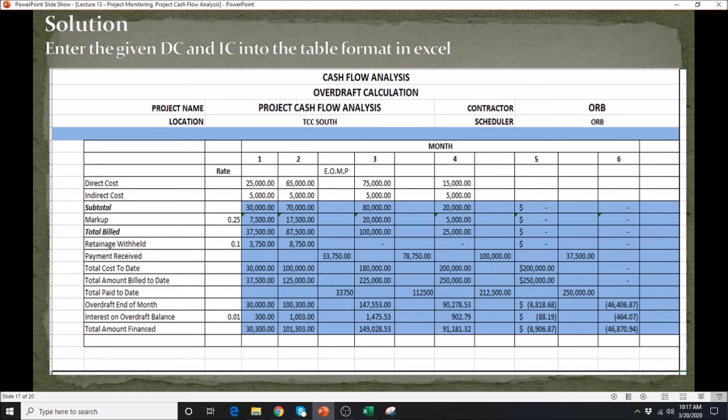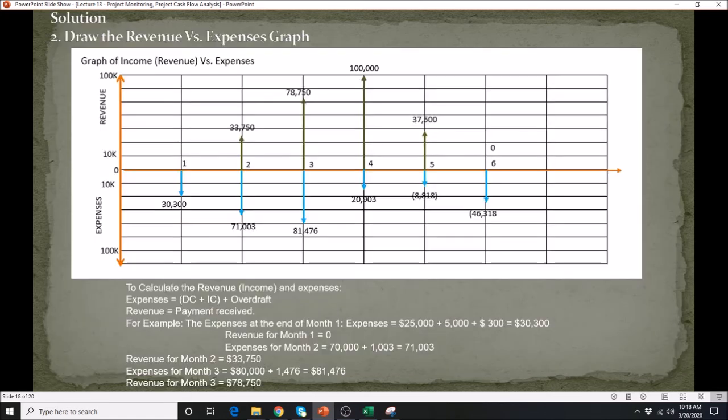The overdraft is the maximum amount that we need to borrow to support the project for its smooth operation. So in this case, the maximum value that we have is 149,028. That is the amount that you're looking at borrowing from a lending company. Once you have this table, you're now ready to draw your line.